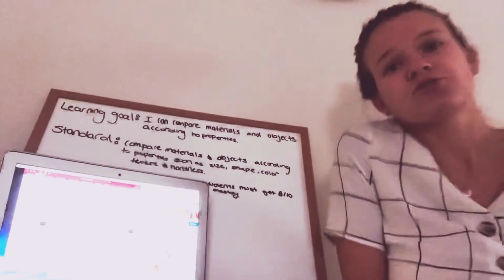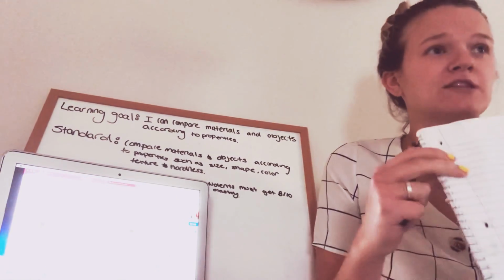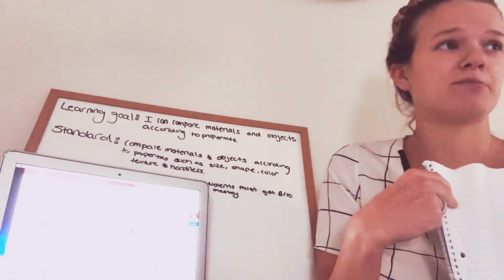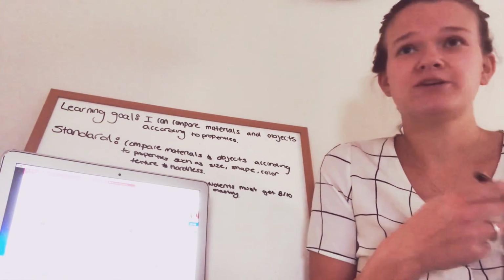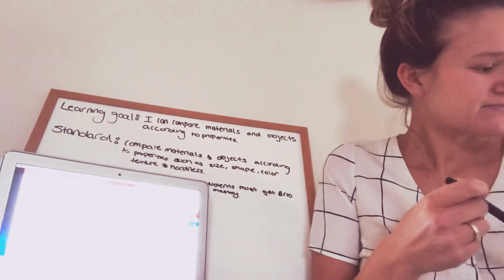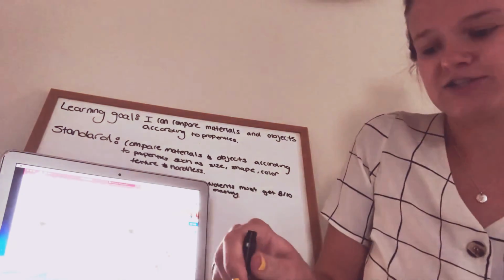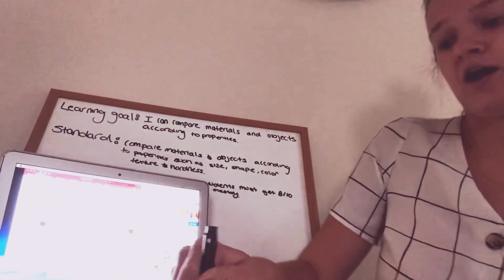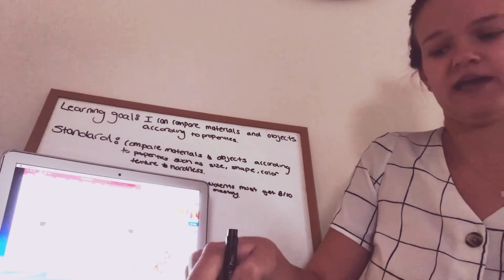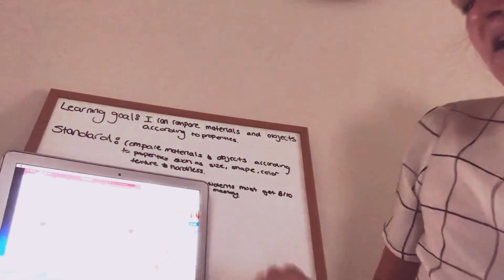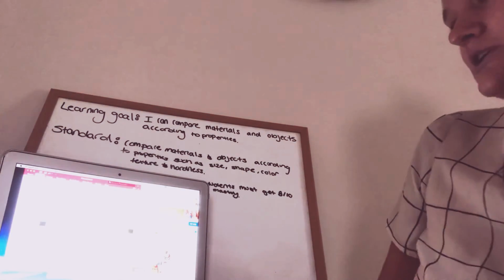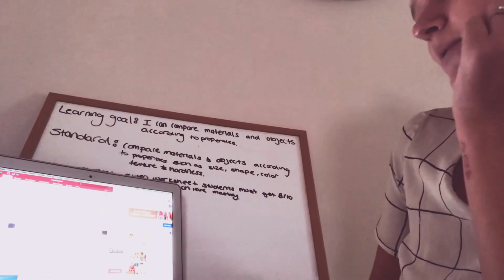Okay, so each group will have this worksheet. Each worksheet is a little different, so you can't copy from your neighbors. I want each group to work together. This will not be graded, but we will be checking the answers together. It's a matching worksheet. So for example, we said a rock is what? Solid, yeah. So we match the rock to the definition of solid. Perfect.